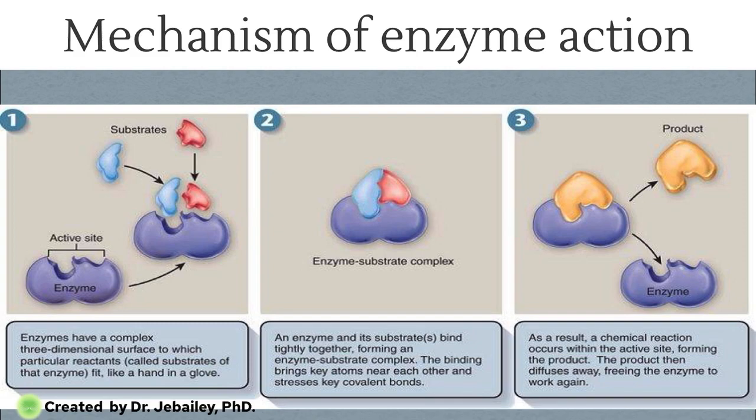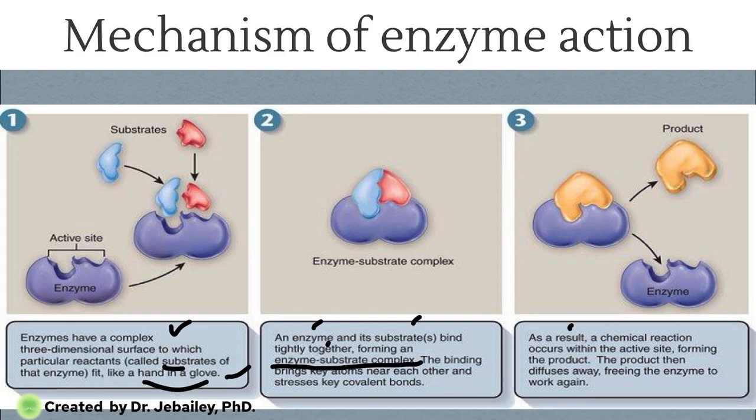this on a test. So enzymes have a complex 3D surface to which reactants called substrates fit like a hand in a glove. That's complicated. You can always say enzymes are 3D shape, right? And they bind to substrates like a hand in a glove or key to lock. When this happens, the enzyme and substrates bind tightly together, forming an enzyme-substrate complex. So you can just say an enzyme binds to a substrate, forming an enzyme-substrate complex. Okay? Don't worry about the rest.